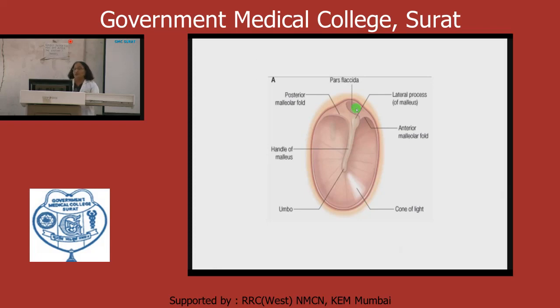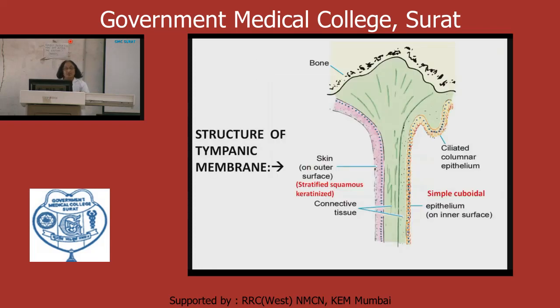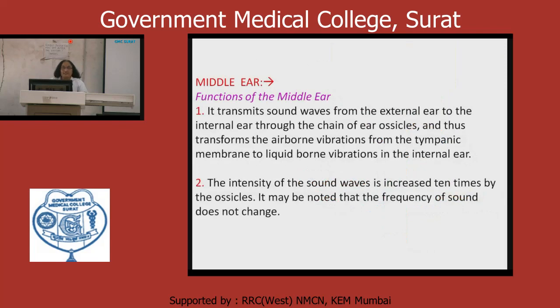Now here the diagram shows the structure of the tympanic membrane. The tympanic membrane, as we have discussed, separates the external ear from the middle ear. Now the middle ear consists of 3 ear ossicles we have discussed. Now what are the functions of the middle ear? It transmits the sound waves from the external ear to the internal ear through the chain of ear ossicles and thus transforms the airborne vibration from the tympanic membrane to the liquid borne vibration in the internal ear.